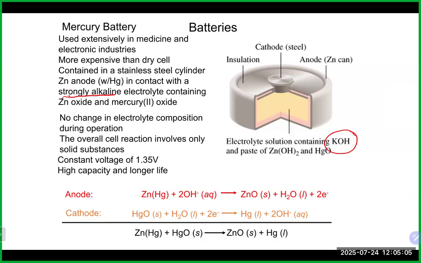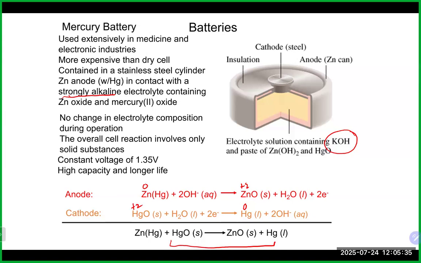And again, if we look at what's going on here, we got zinc going from 0 to +2. So once again, being oxidized. It is actually the mercury here that is going from +2 to 0 in this case, and it is getting reduced. Once again, when we look at the overall reaction, we have a lot of solids and liquids, and as I mentioned a second ago, that's really good for long life of batteries.